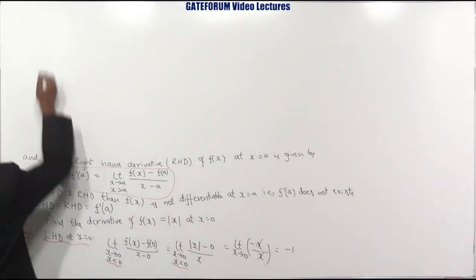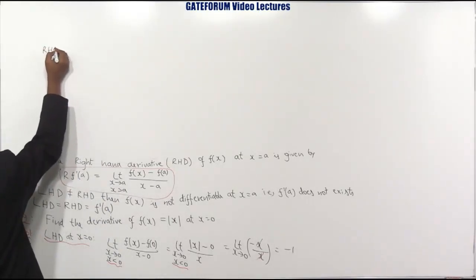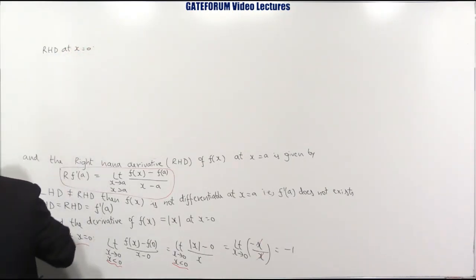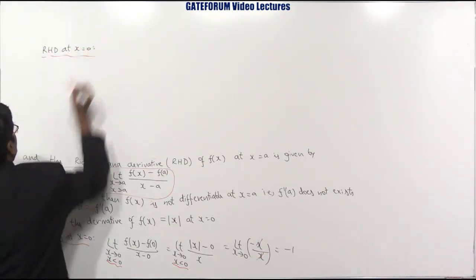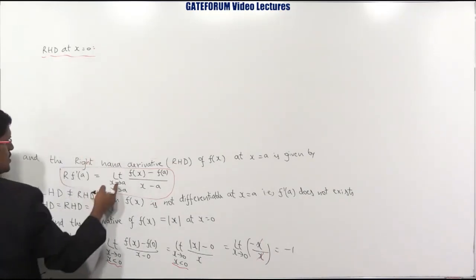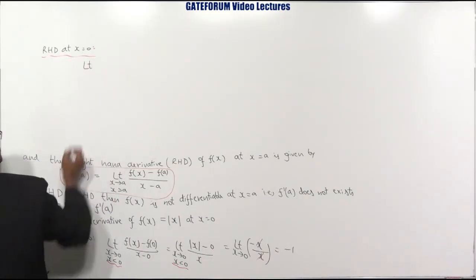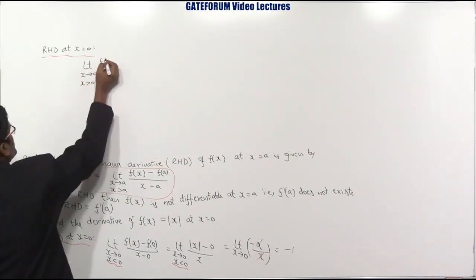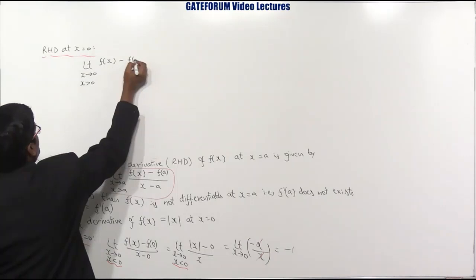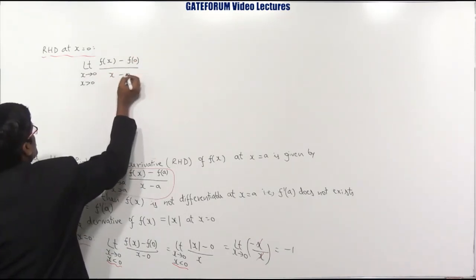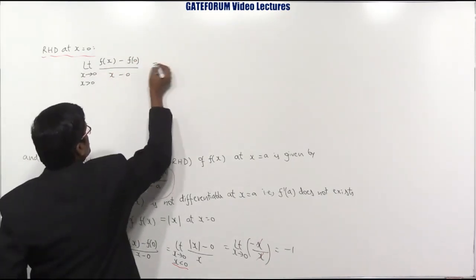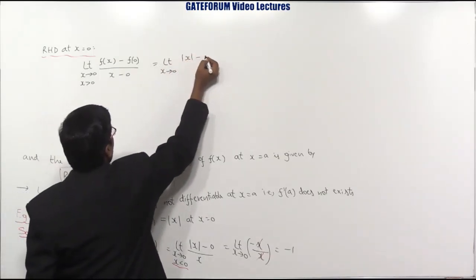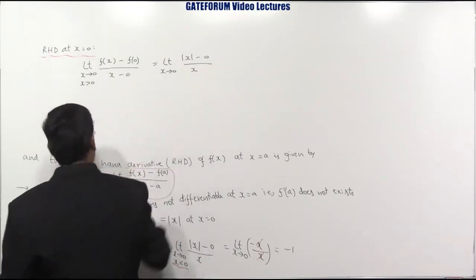Now the right hand derivative. RHD at x is equal to 0. The notation is f dash at 0, the limit as x tends to 0, x greater than 0, of f of x minus f of 0 divided by x minus 0. This is equal to the limit as x tends to 0 of mod x minus mod 0, divided by x minus 0, which is x.